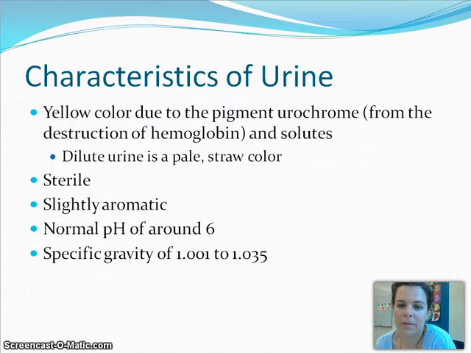Urine has a yellow color due to the urochrome pigment, which comes from the destruction of hemoglobin, or the protein in red blood cells, and from other solutes. Dilute urine is a pale straw color, so that strong color is not something that you want to see. Urine is usually sterile, supposed to be sterile. It smells a little bit. It has a normal pH slightly acidic of around 6, and a specific gravity of 1 to 1.035.